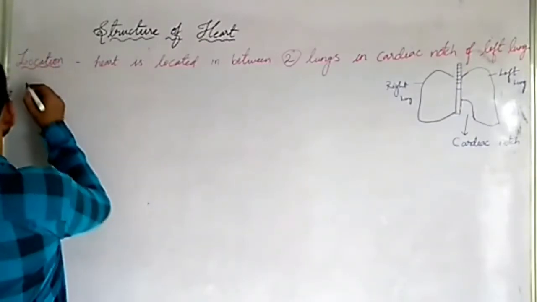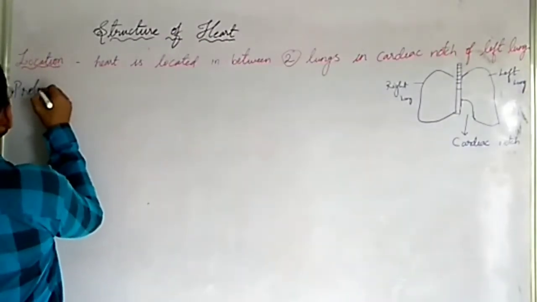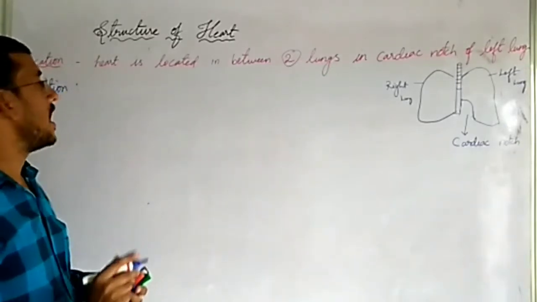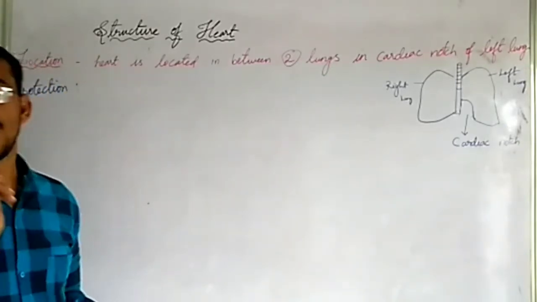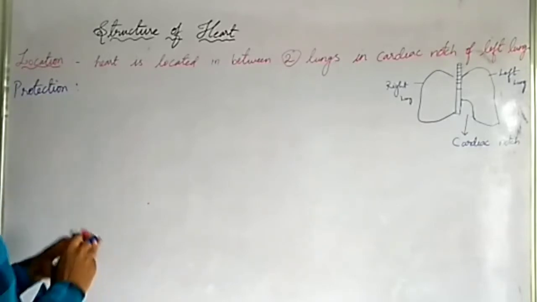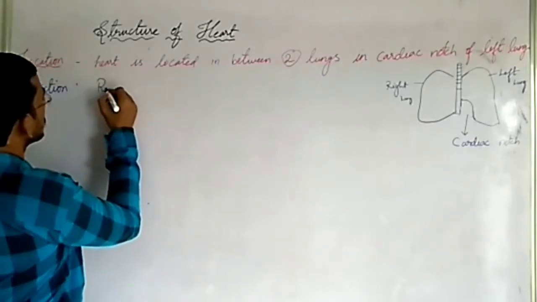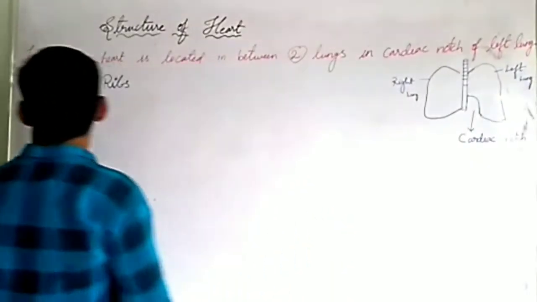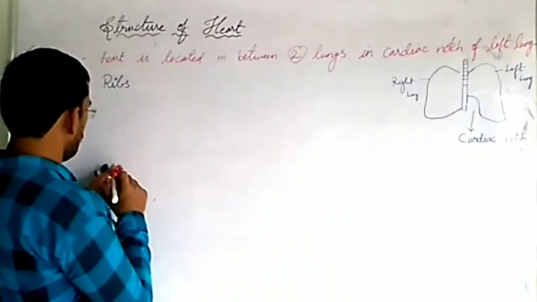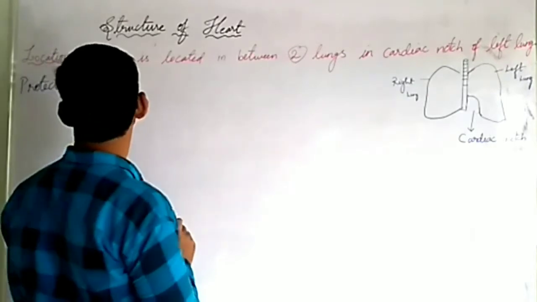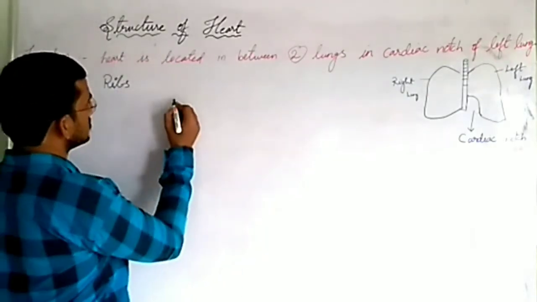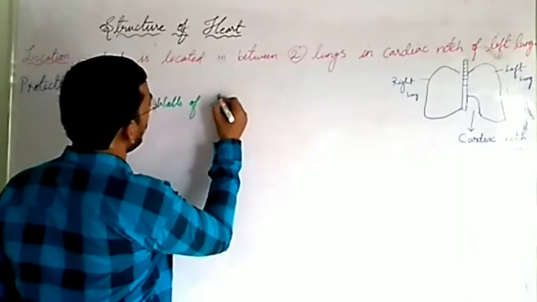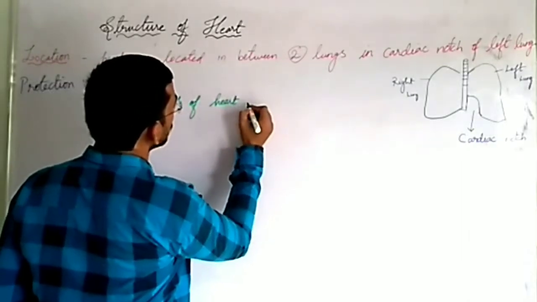Let us see the protection. The heart is protected by ribs. The heart is made up of three membranes. The walls of the heart are made up of three membranes.